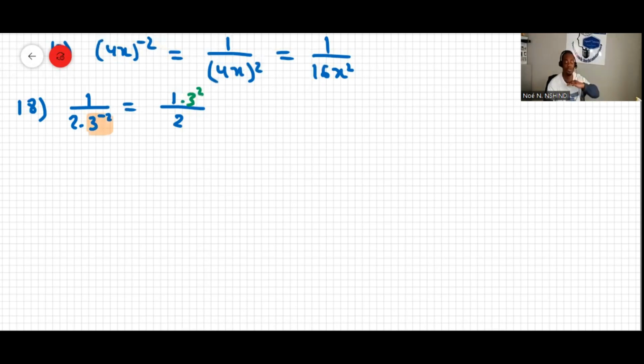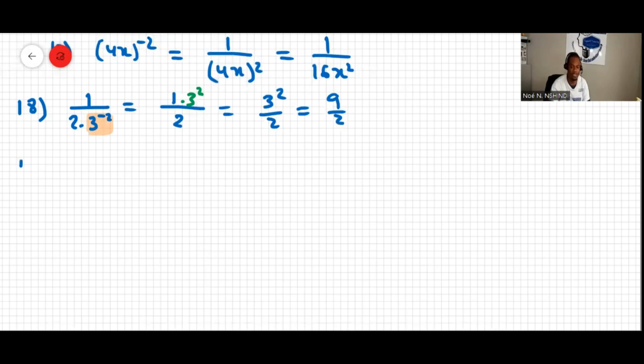Whenever a number or a variable with a negative exponent switches from the numerator or denominator, it will become positive. So this will become like 3 squared over 2, which is 9 over 2.